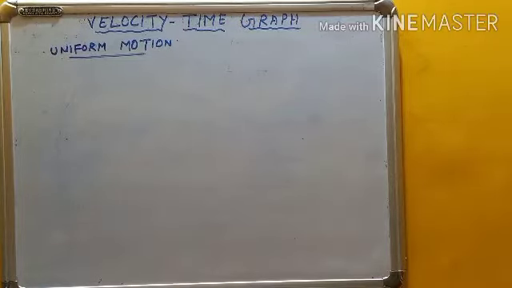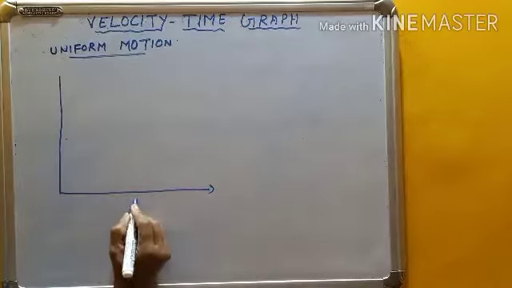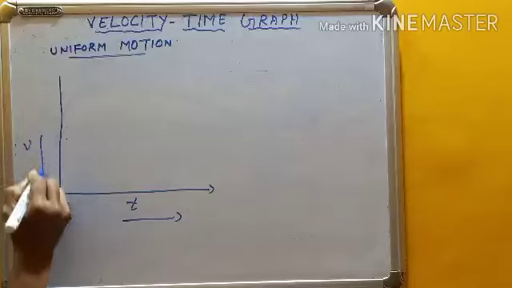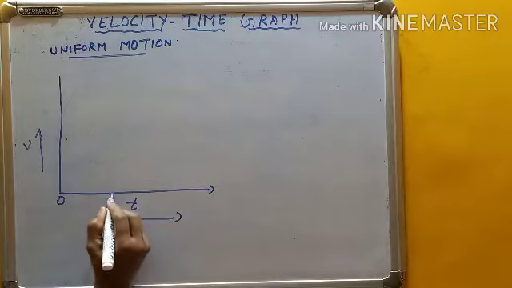When the displacement of the body is equal in equal intervals of time, then we say that the body is moving with uniform velocity. Just plot the VT graph, time along the x-axis, velocity along the y-axis. Let's mark this point as O. In uniform motion, the velocity of the body remains constant throughout the motion. So consider two time intervals here.